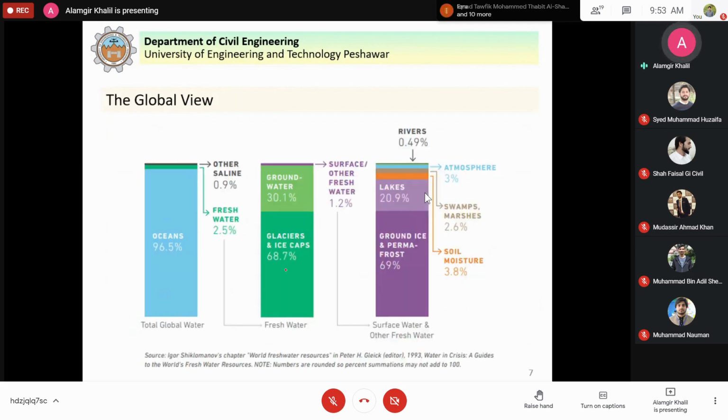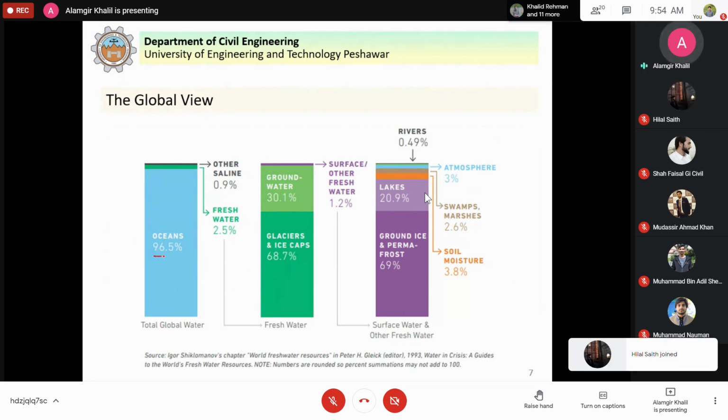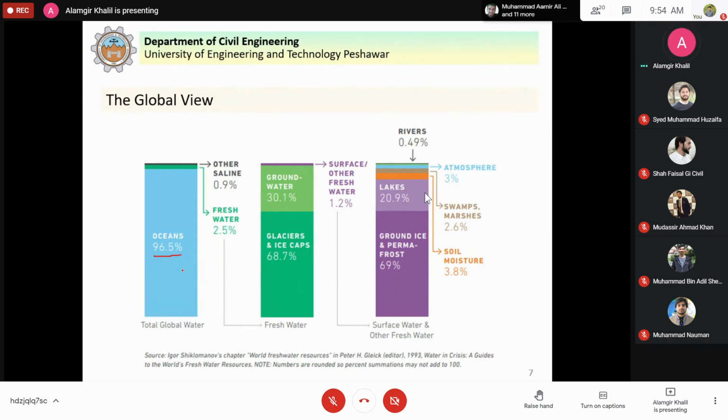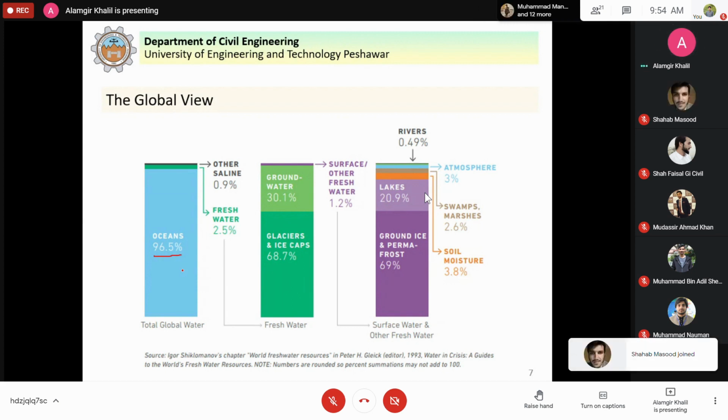The global view, you can see availability of water. We have 96.5% water that occurs in oceans. So this water cannot be directly used for different purposes.